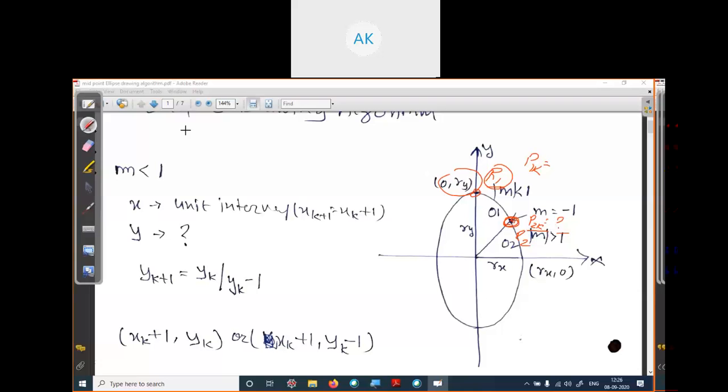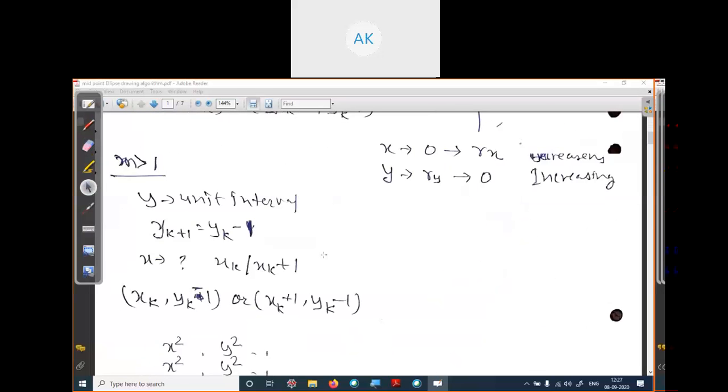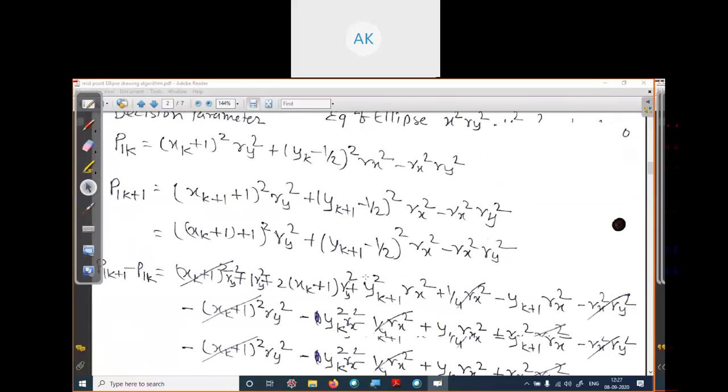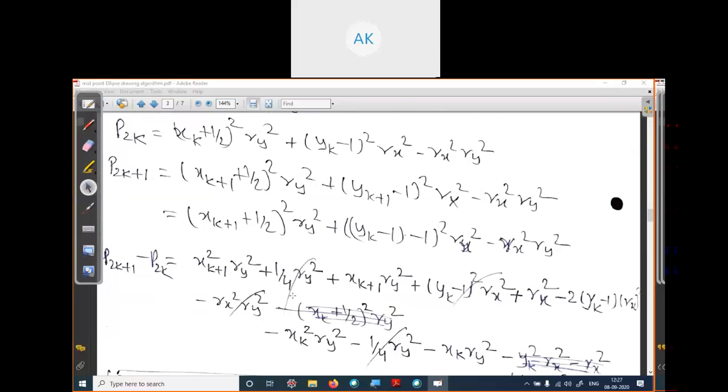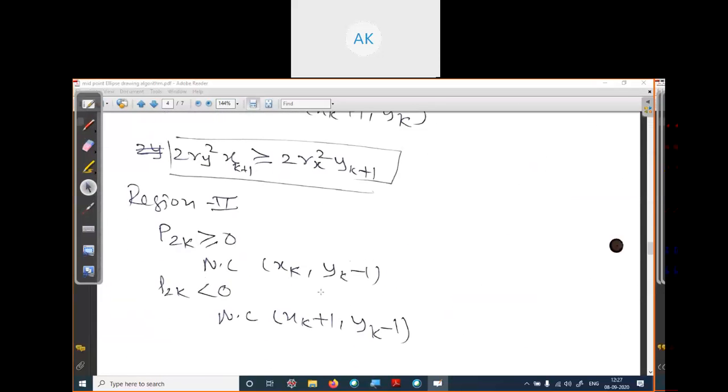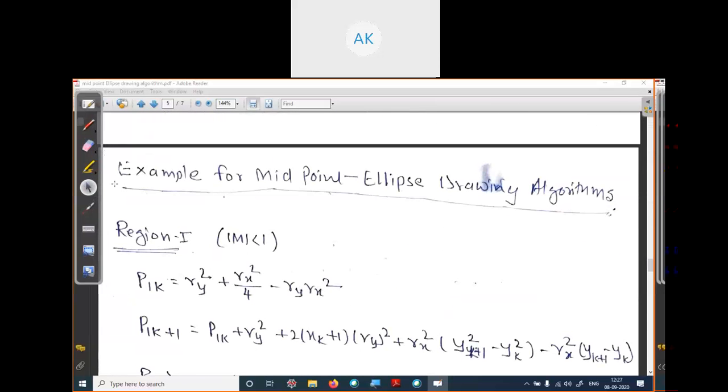Yes. Okay, so let's see an example of the midpoint ellipse drawing algorithm. Again, I am asking, if you have any doubt, you can ask. So let's solve one example for the midpoint ellipse drawing algorithm.